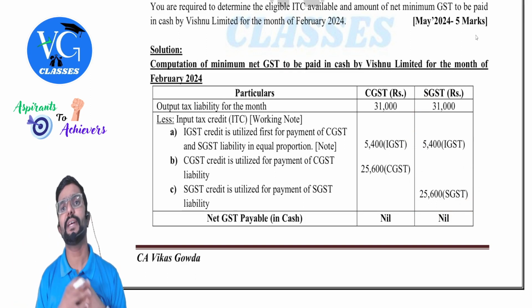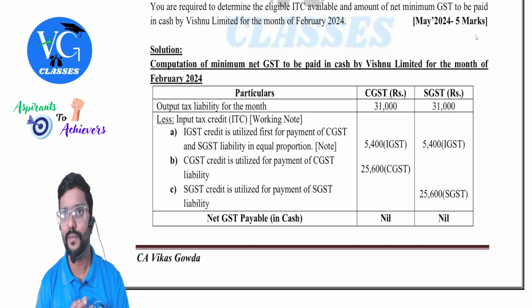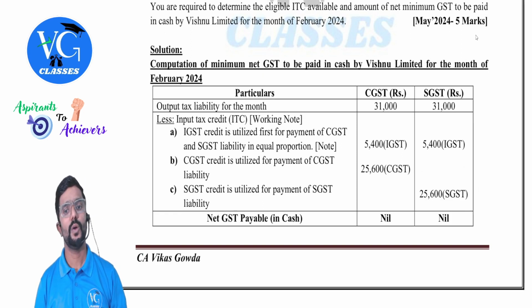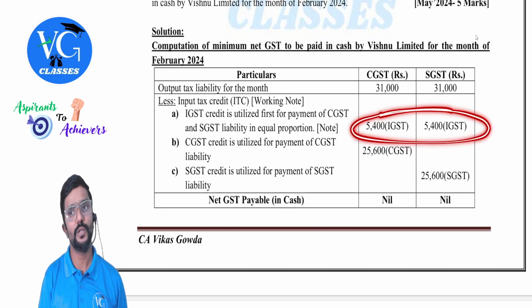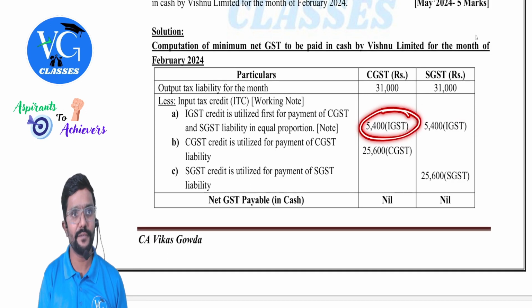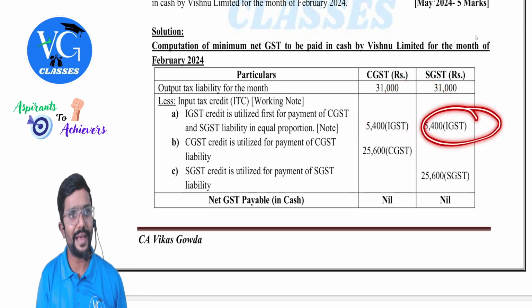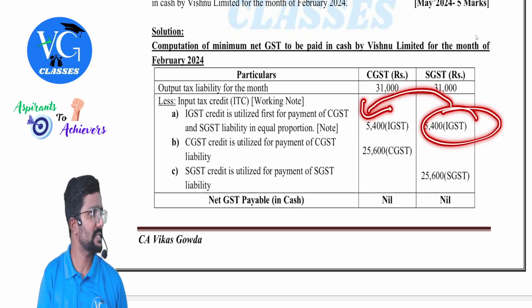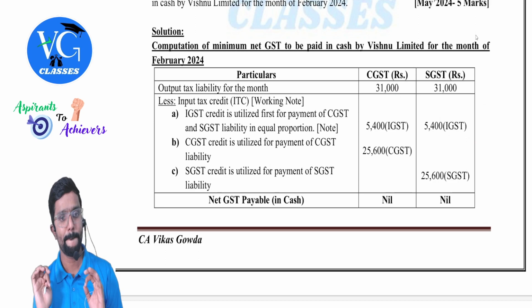Sir, what about the remaining credit of SGST? We will carry forward, guys. Sir, is it mandatory to do it like this only? No, I told you we have two more options. You can keep one as the balancing figure and adjust the remaining one, or vice versa also, like how we solved two questions before this.